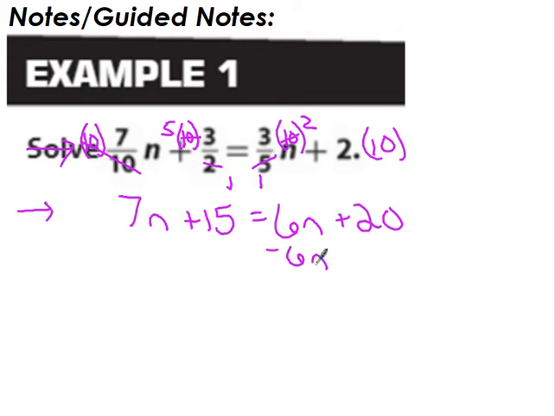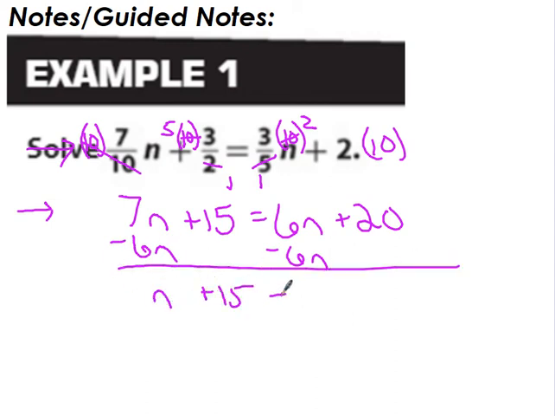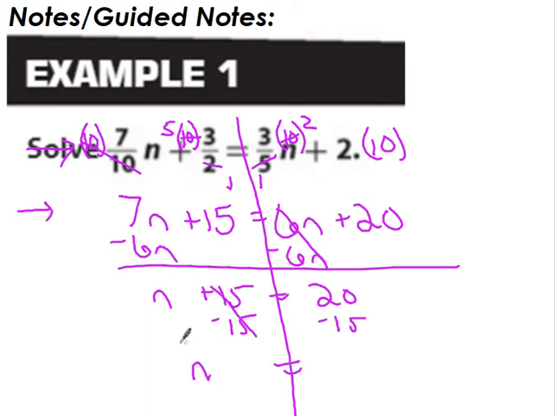So now I can go ahead and follow my normal steps of solving equations. It's just going to give me 1n plus 15, let's draw this line, equals 20. And now I can subtract 15 from both sides. And I get n equals 5. If I wanted to, I could plug in 5 right now and check my work, and I assure you that it is correct. So I'm all done.